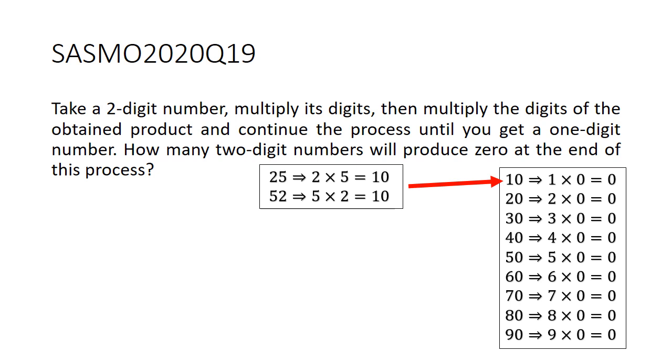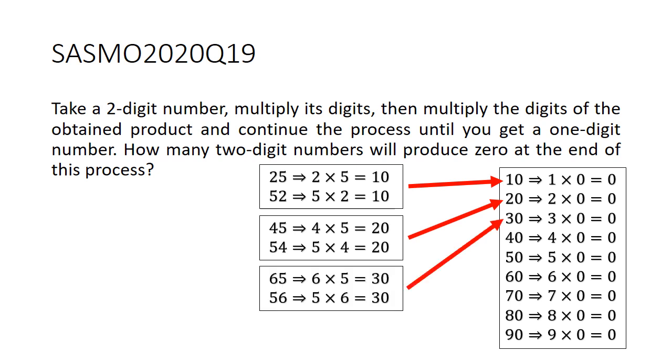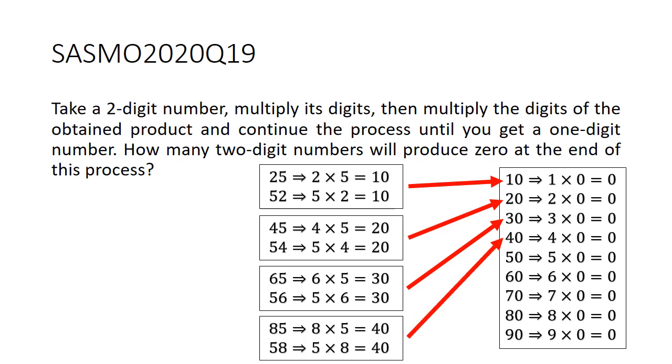2 and 5. So that's 2 more numbers, 25 and 52. Both of them, the product of their digits, will give you 10. What about 20? Well, that can be 45 and 54. What about 30? That can be 65 and 56. And lastly, 40. That can be produced by 85, which is 8 times 5, or 58, 5 times 8.